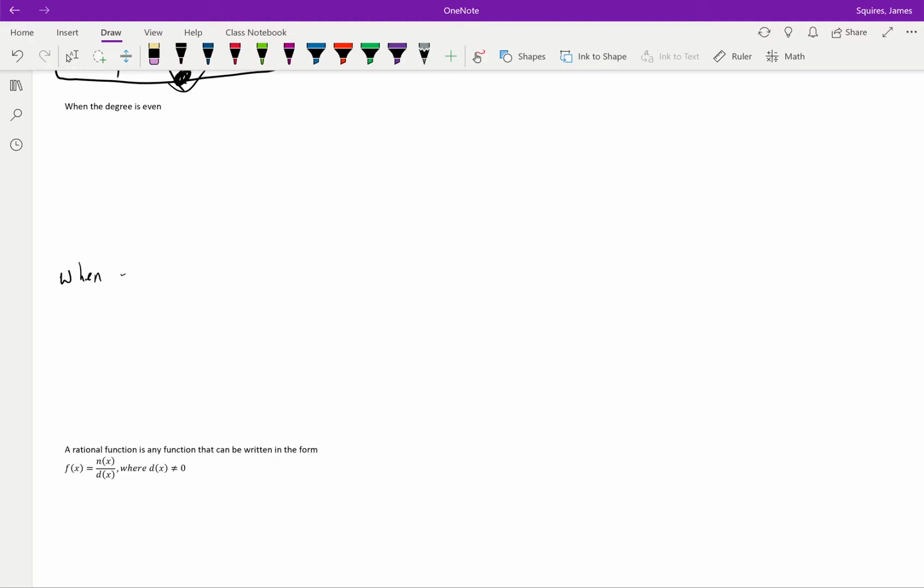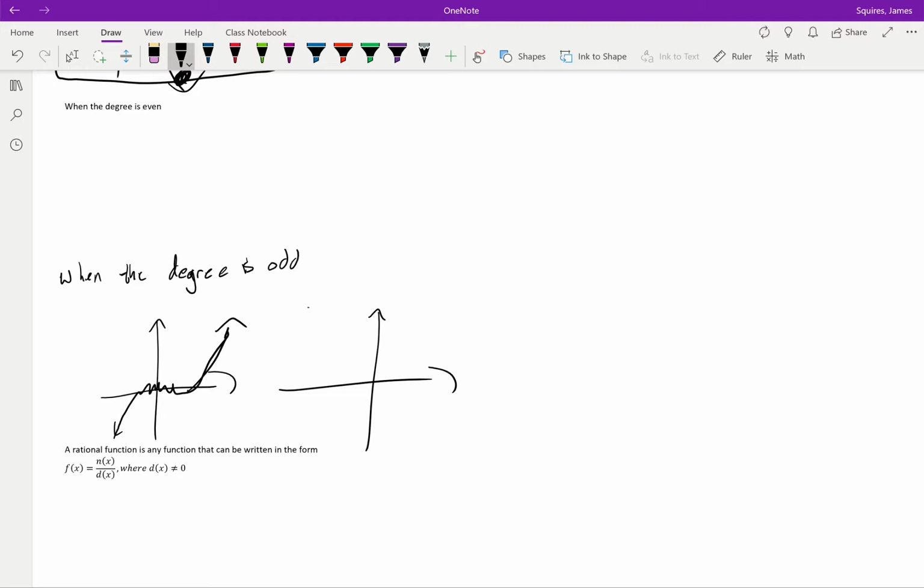When the degree is odd, we're going to have the ends going in opposite directions, an effect at the extreme values of x. So at extreme values of x, our function is approaching different directions of y.